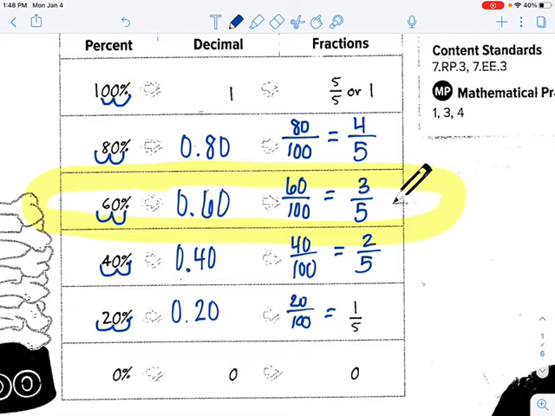Now, percents are always out of 100, so you can put your percent over 100 for your fraction and then just reduce like you normally do.